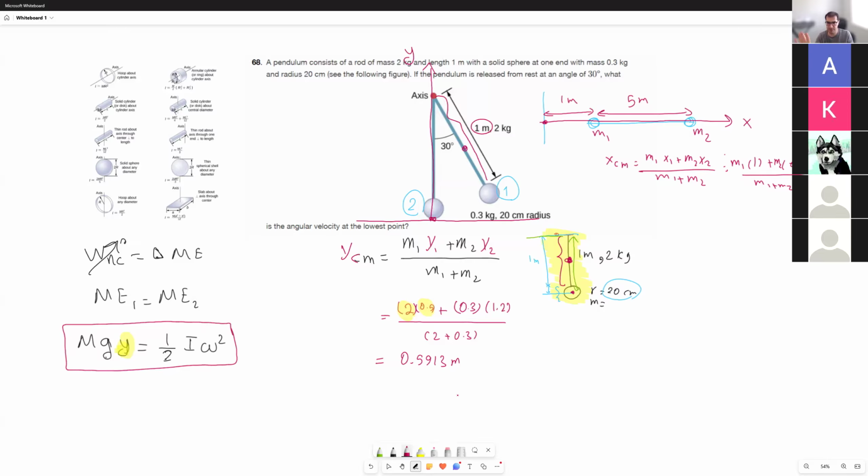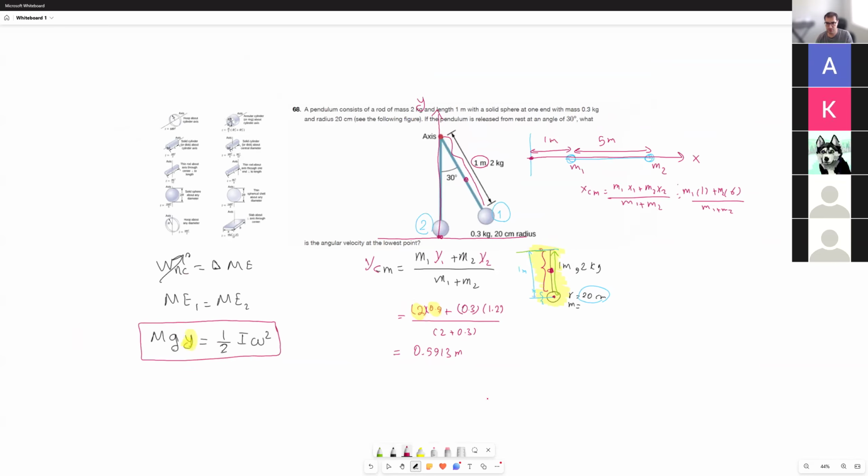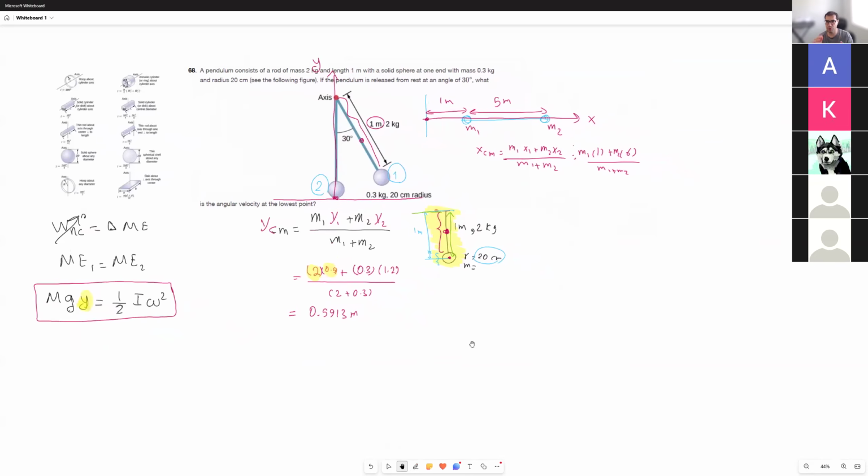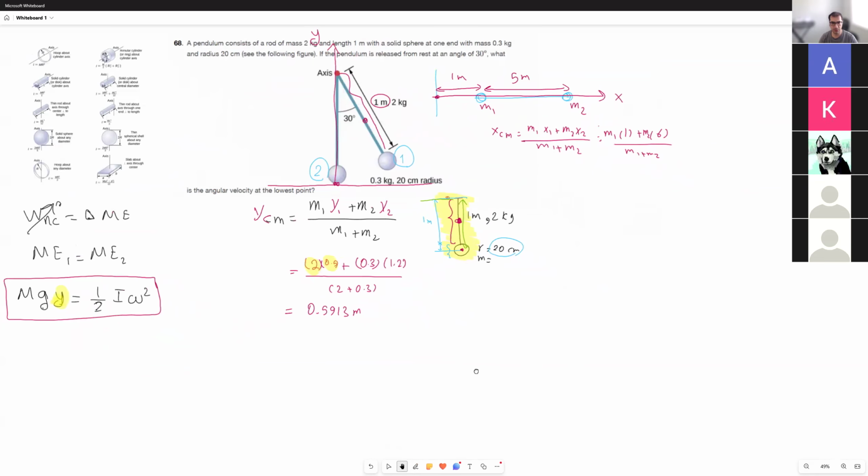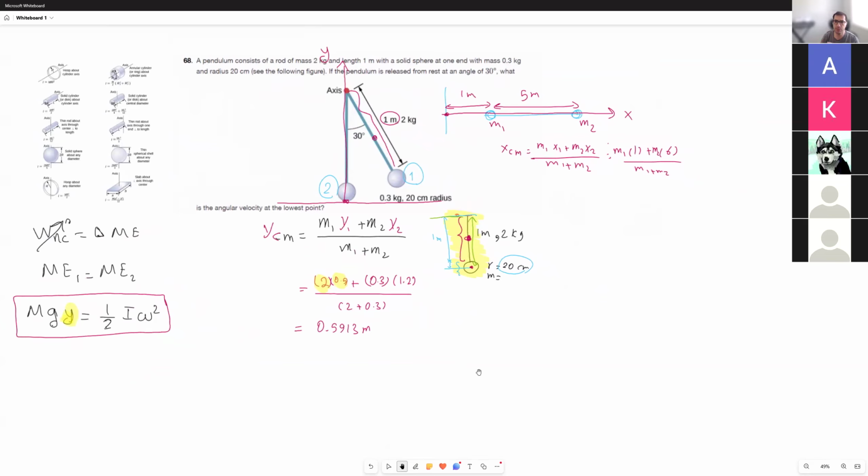I will give you better significant figures in the exam. If I give you this question, my questions are going to be more organized in terms of significant figures. Okay, so that's why the position of the center of mass is going to be 0.59. Now, what is the height of the center of mass at the highest point, at the releasing point?